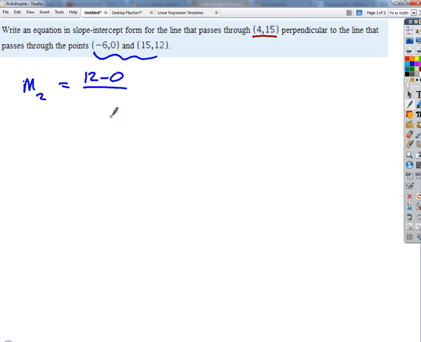Okay, I heard a bunch of things, but this would work. So either 0 minus 12 or 12 minus 0, but if I'm going to subtract these values from these values, I have to be consistent. So 12 minus 0 over 15 minus negative 6, so 15 plus 6. 12 over 21 reduces to what? 4 sevenths.